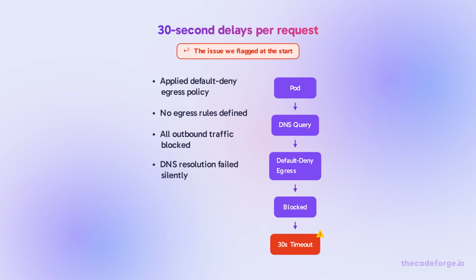This is the same issue we highlighted at the start. Here's exactly why that happened. The team applied a default deny network policy with both ingress and egress in policy types, but no egress rules. This blocked all outbound traffic, including UDP and TCP port 53 to CoreDNS. Every pod in every namespace could no longer resolve DNS names.